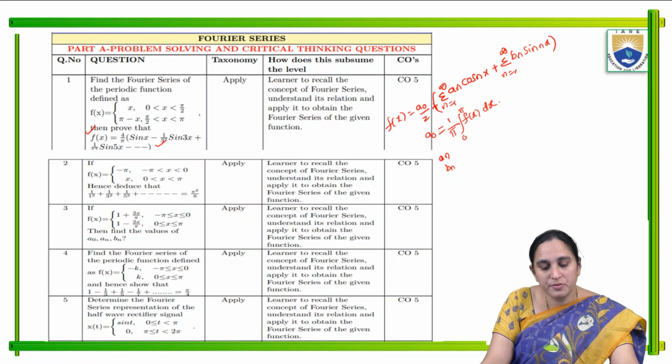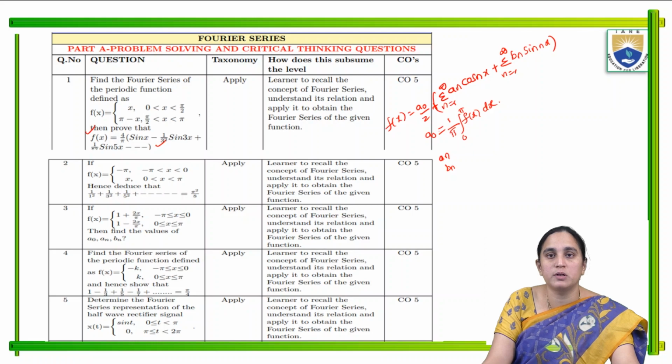Here f of x is equal to pi in the interval minus pi less than x less than 0, and x for 0 less than x less than pi. Hence deduce that 1 by 1 square plus 1 by 3 square plus 1 by 5 square and so on is equal to pi square by 8. This is also a discontinuous function, and here the limit points are minus pi to pi.